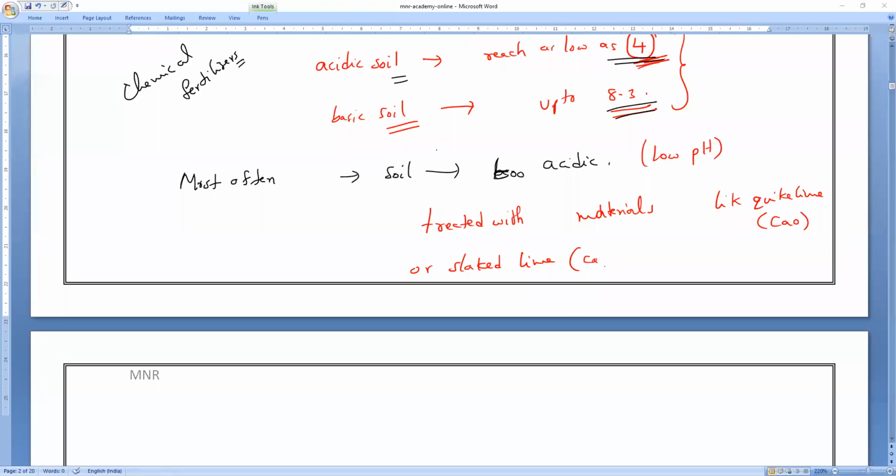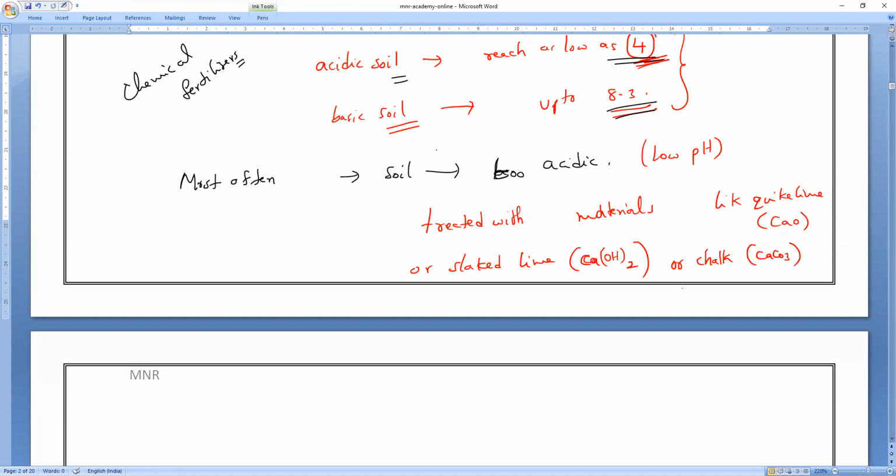We all know slaked lime. What is the formula of slaked lime, everyone? Calcium hydroxide, yes or no? Ca(OH)2. So calcium hydroxide or quicklime we have to use, or we can use chalk. So what is chalk actually made up of? Anybody can tell? Calcium carbonate.